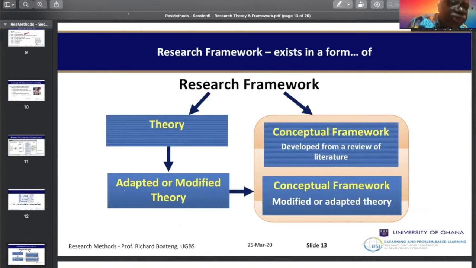Okay, so I told you to go online right now and try to download a paper to identify whether it used a theory or whether it used a research framework based on the literature. So I would like to hear from different people. Please, if you want to talk, you can just raise your hand in the chat room so that I could actually call you to talk.